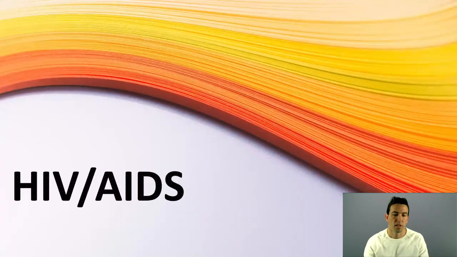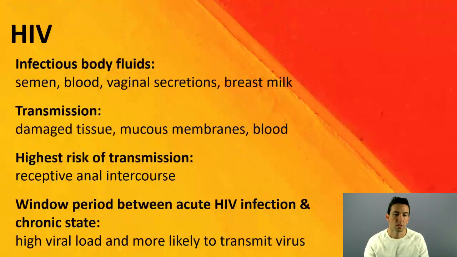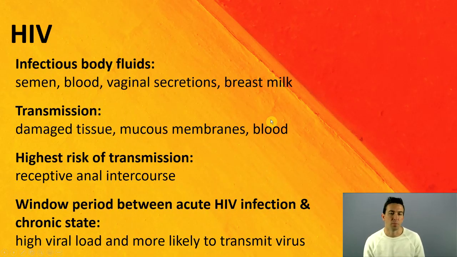Let's start off with HIV. So infectious agents here, so bodily fluids, looking for semen, blood, vaginal secretions, breast milk can all be conduits for HIV transmission here. Usually gets through damaged tissue, mucous membranes, blood. Highest risk is receptive anal intercourse. There has been a couple test questions there as far as what is your highest risk of getting HIV. And then a couple other ones too.